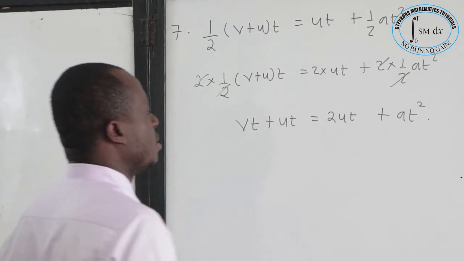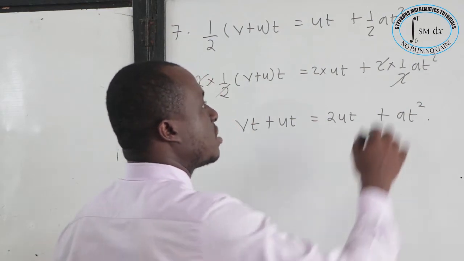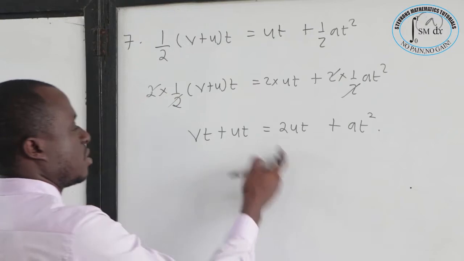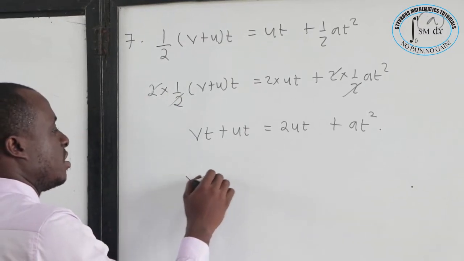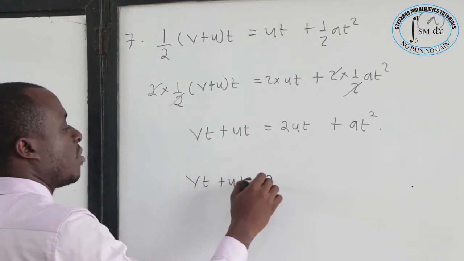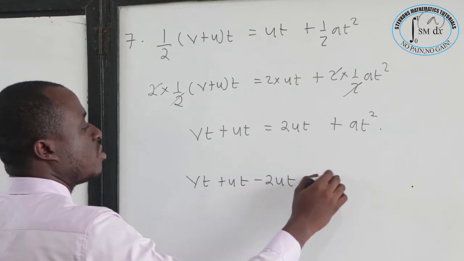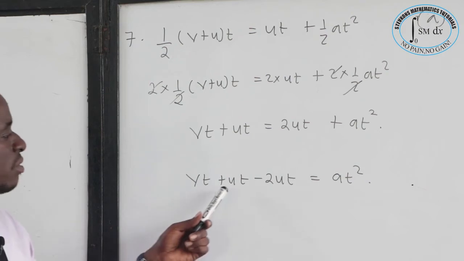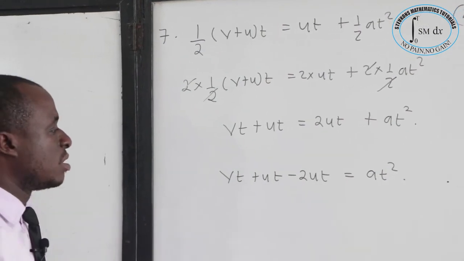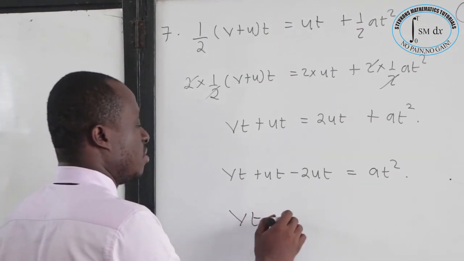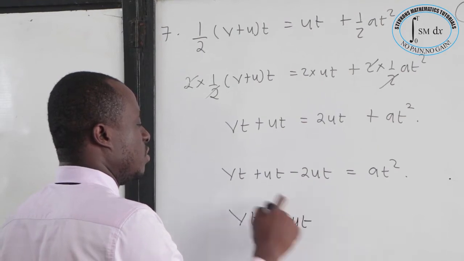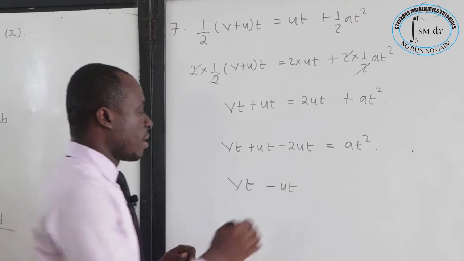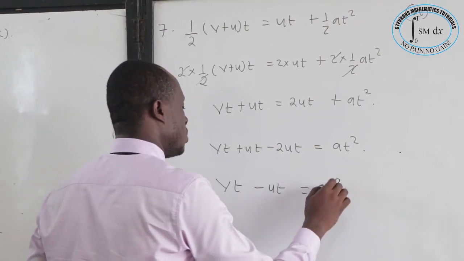What is the question saying? The question is saying that we should make a the subject. So let's bring this to this side. So we have vt plus ut minus 2ut equal to at squared. Now, what can we see here? What is ut minus 2ut? So you have vt minus ut, that is ut minus 2ut gives you minus ut, equal to at squared.